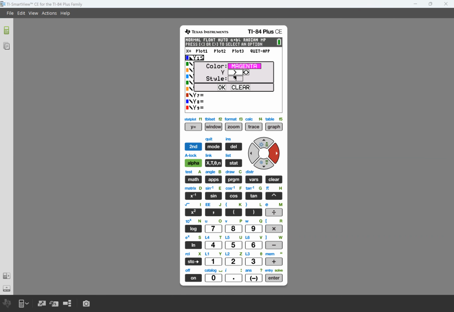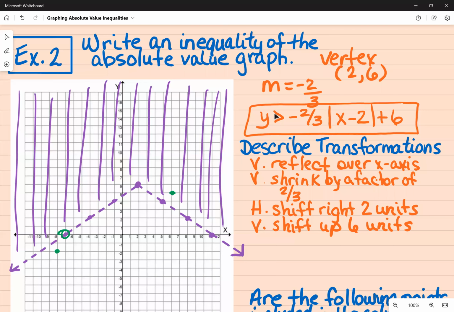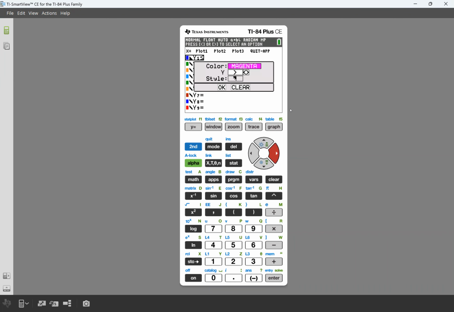Let me just go back and double check. Yes, I said that y should be greater than. And it's telling me that it is going to be shaded above because it's greater than, and it's going to be a dashed line because it does not have the equal sign to it. So in order to keep going, I just hit enter and then okay. Arrow over one more time and then type in what I believe the problem should be. And I thought it was -2/3.